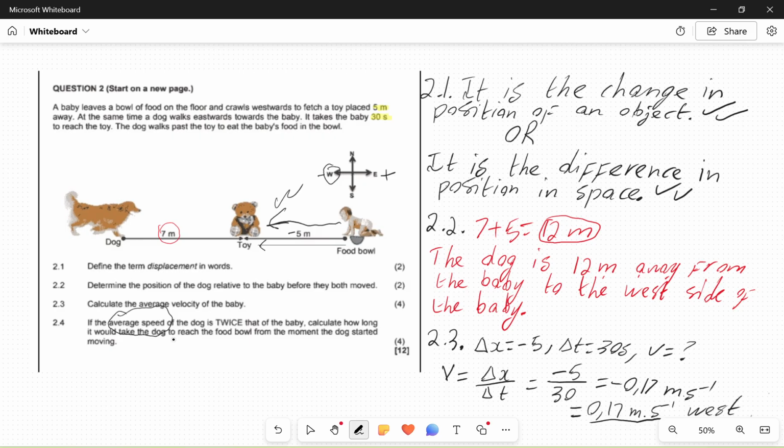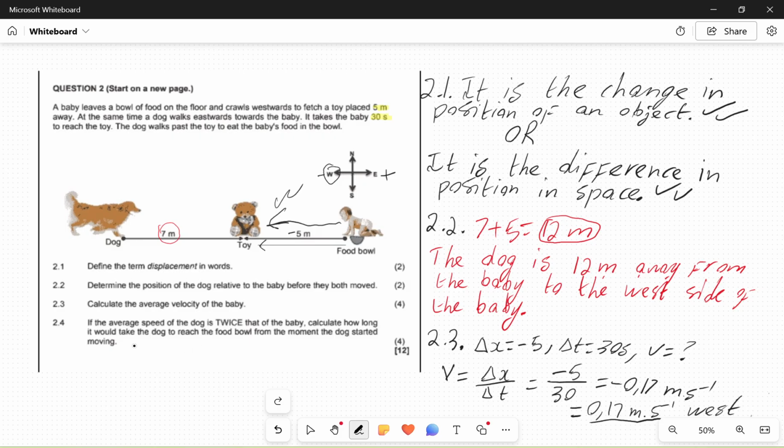Then the formula for average speed will be what? My mistake there. Let me just go back. The formula for average speed will be V, or you could say V average, is equal to distance over change in time. This is the formula for average speed. But what we are told here is that average speed is twice that of the baby.